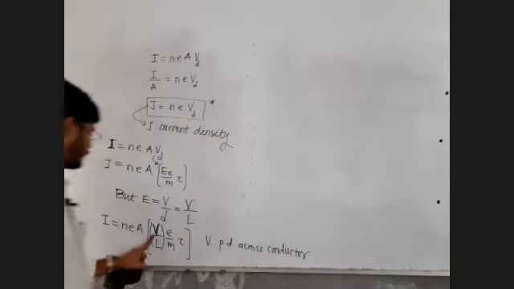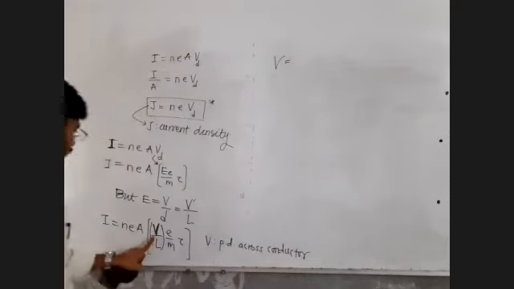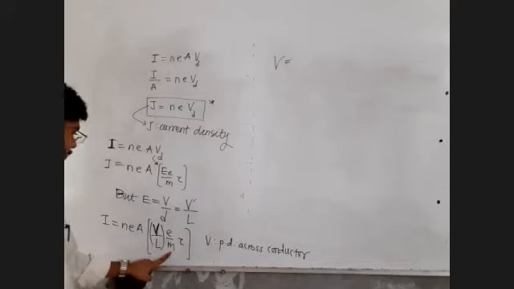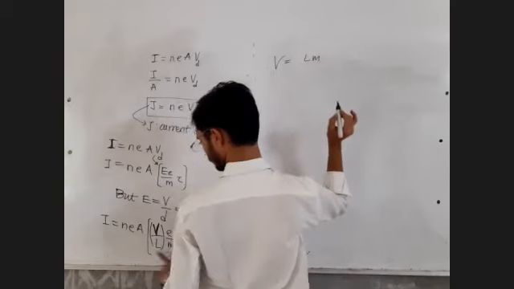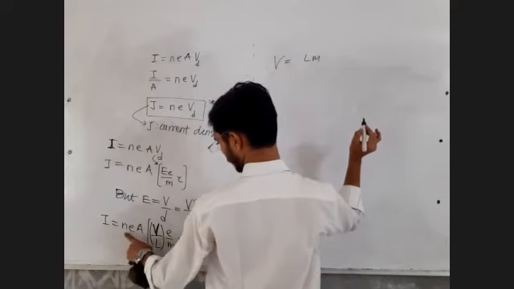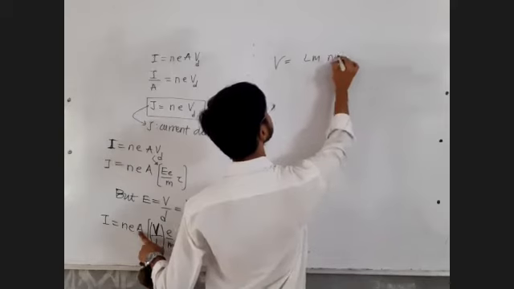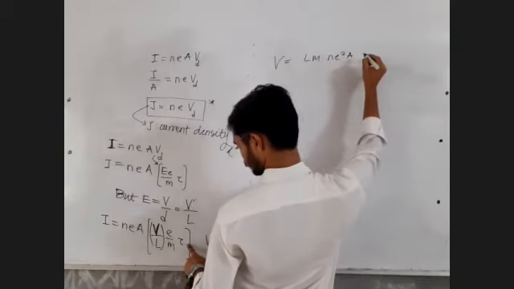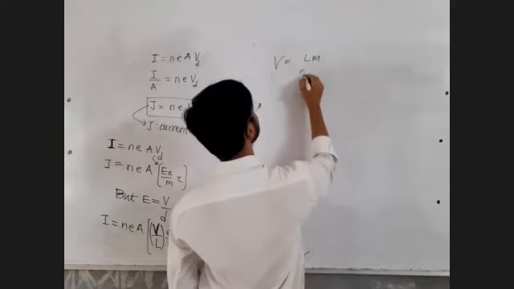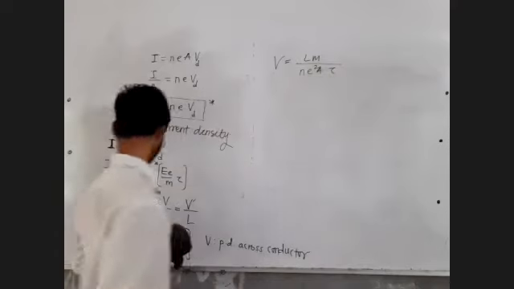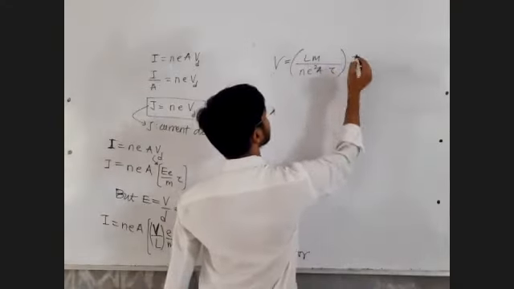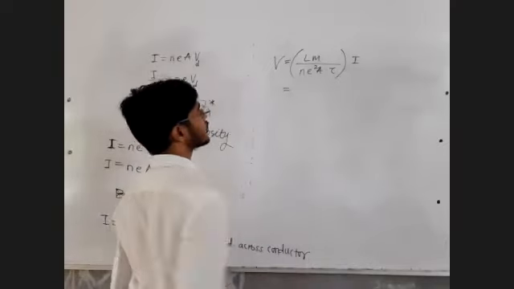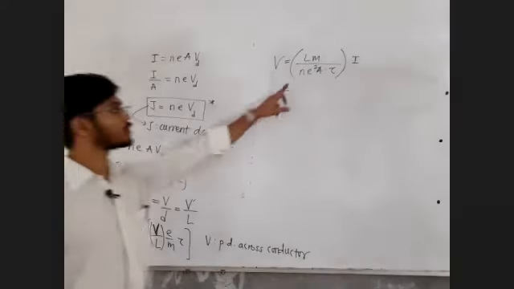Then write V is equal to everything on the left hand side: L m upon N into E square into A into tau, into I. So this must be the resistance of the conductor. V is equal to I times this.